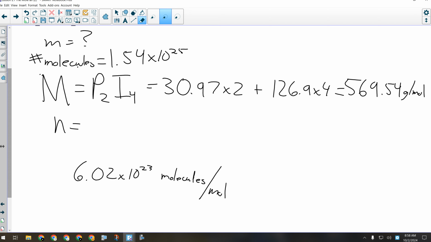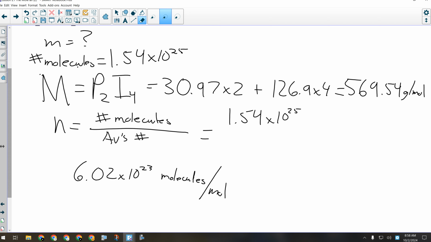So to calculate the number of moles, I'm going to take the number of molecules and divide by Avogadro's number. The opposite of what we did on the last question. So I'm going to take 1.54 times 10 to the 25, and divide it by 6.02 times 10 to the 23. Remember that this is molecules, and this is molecules per mole. Now, how do I punch that into my calculator?